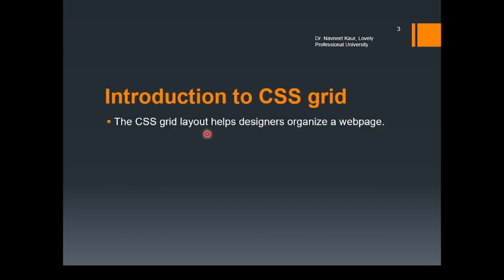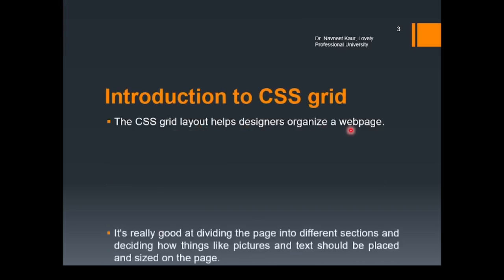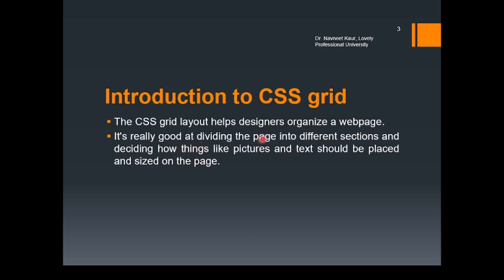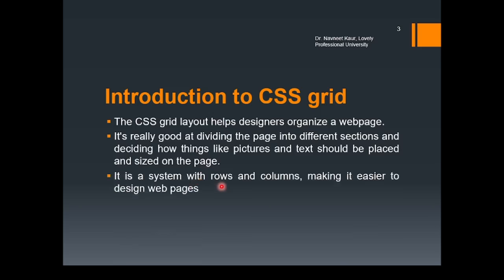The CSS grid layout helps the designers organize a web page. And they are really good at dividing the page into different sections and deciding how things like pictures or text can be placed and sized on the page. So it's a system with rows and columns, making it easier to design the web pages. So you can say that it's a two-dimensional layout system for the web and helps you organize your content in the form of rows and columns.